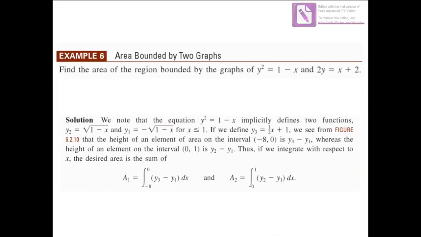Then we have another example. Find the area of the region bounded by the graph of y squared is equal 1 minus x and 2y is equal x plus 2. So here we have y squared is equal 1 minus x, and here we have 2y is equal x plus 2. There is no point of intersection given. We need to find what is the point of intersection.